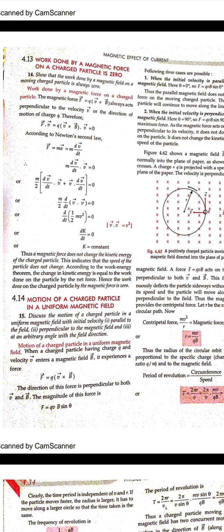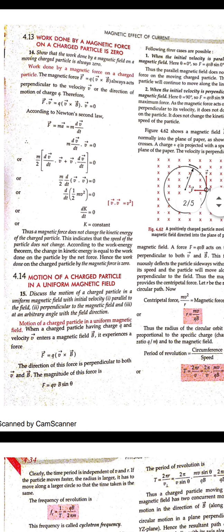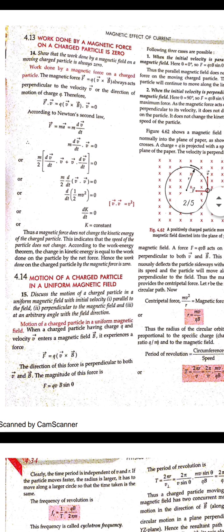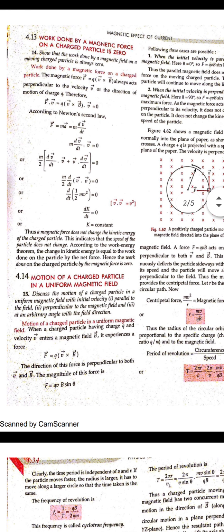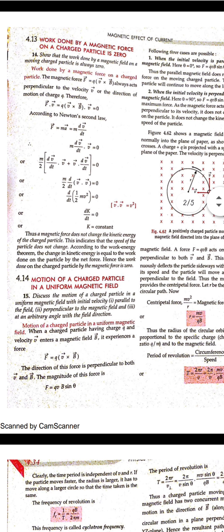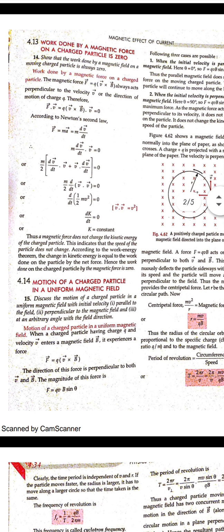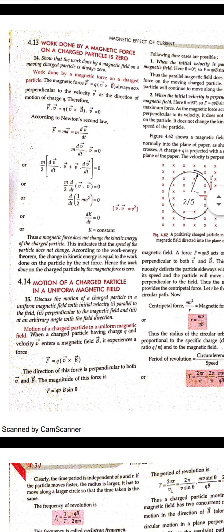But according to Newton's second law, the force is equal to the rate of change of momentum with respect to time, which is equal to mass into acceleration. Acceleration is the rate of change of velocity with respect to time. So it is m dv by dt. Again, this is perpendicular to the direction of v, so m dv by dt dot v is equal to 0.